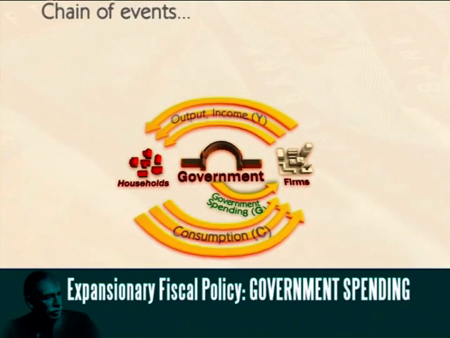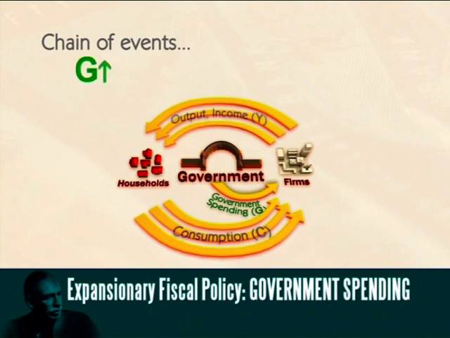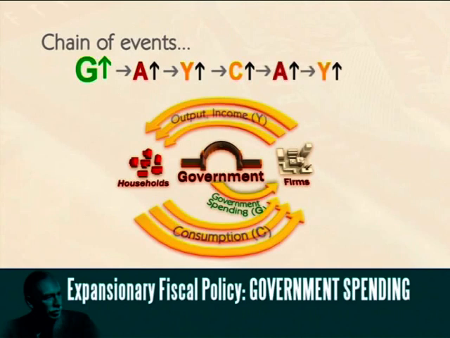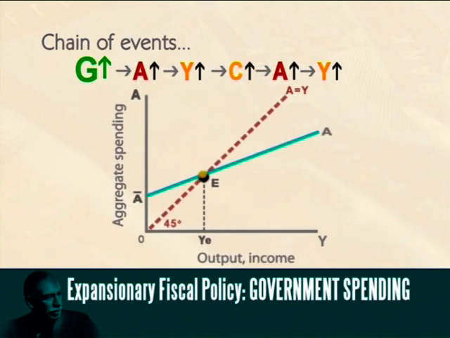Now, we describe this as a chain of events. An increase in government spending, G, increases total spending, A, which boosts output and income, Y. The multiplier adds momentum, and the rise in output and income causes a rise in consumption spending. So total spending increases again, stimulating even more production and income.